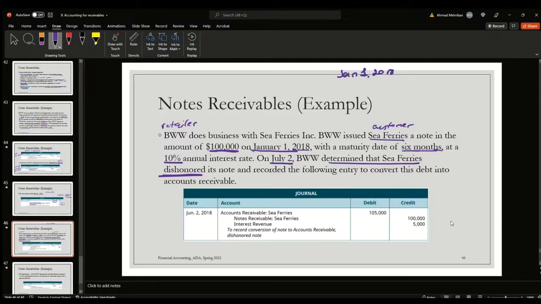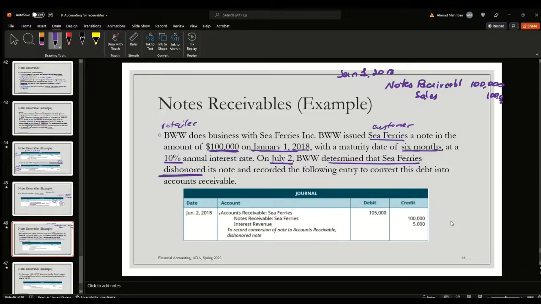We recorded notes receivable 100,000 and sales. Well, this is a customer, so we will go with sales, 100,000. That was recorded here on the first date. Now, after the date of maturity passes, we recognize that it was dishonored, and this is the entry that we make.